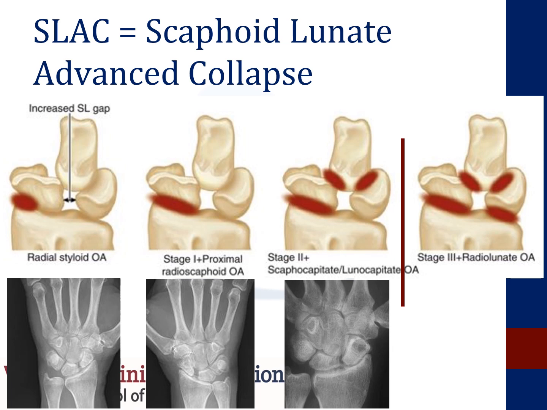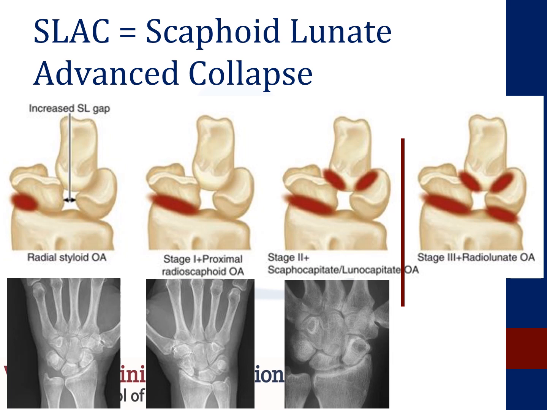SLAC stands for Scaphoid Lunate Advanced Collapse. Below is a depiction of the Watson classification for a SLAC wrist. The Watson classification traditionally involves stages 1 through 3. Stage 1 is arthritis between the radial styloid and the scaphoid. Stage 2 builds upon stage 1 and involves the proximal radioscaphoid articulation. Stage 3, again, builds upon stage 2 and involves the scaphocapitate and lunocapitate articulations.